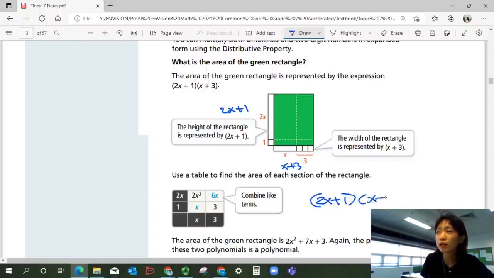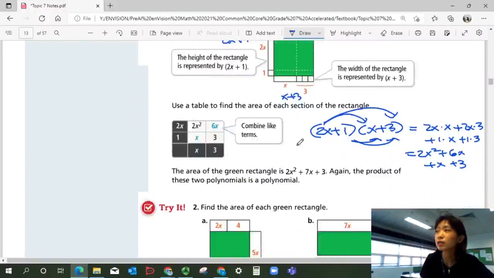2x plus 1 times x plus 3. By using distributive property, you distribute 2x over like this. You distribute 1 by that. So 2x times x plus 2x times 3 plus 1 times x plus 1 times 3 would be your answer. And simplify: 2x squared plus 6x plus x plus 3, but you need to combine like terms. 6x plus x is 7x. And that's your answer. That's your final solution. Okay?